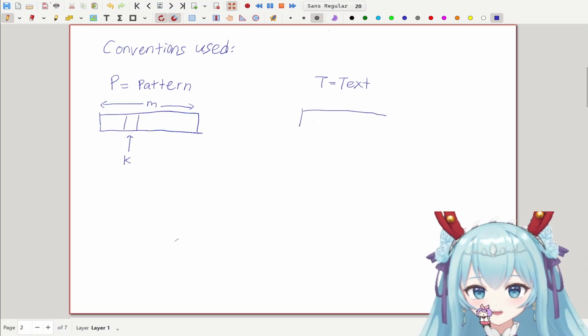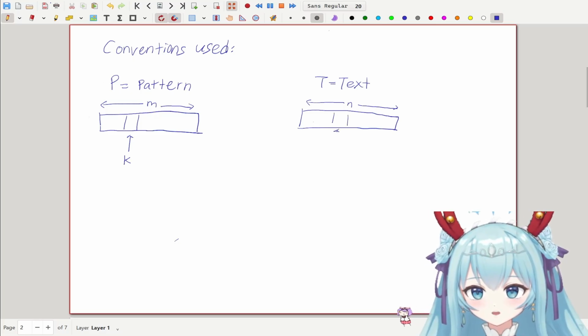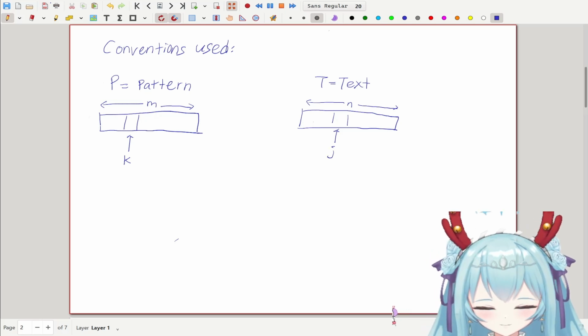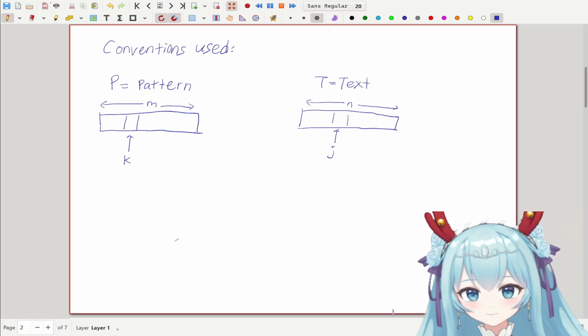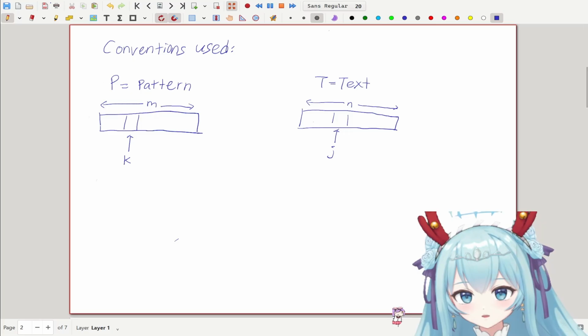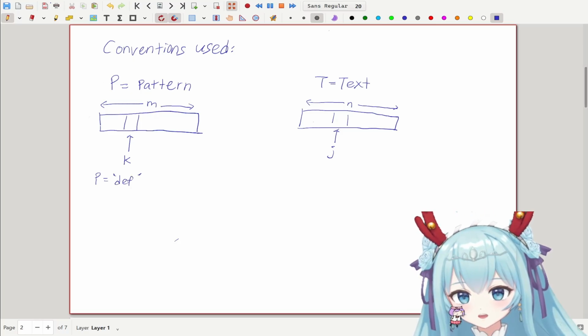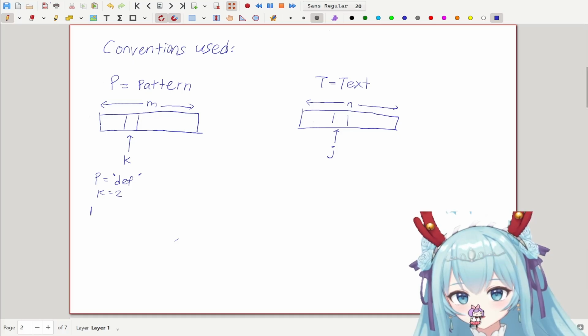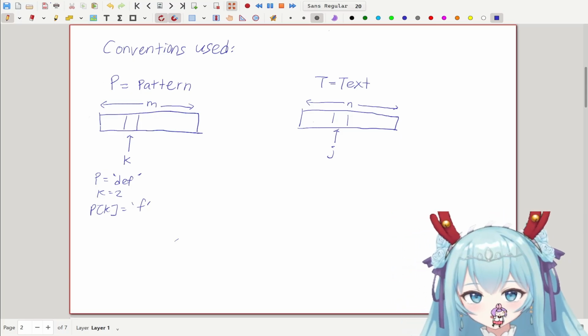Same thing for T, we'll just have a character array that is of length N. And we'll use J to point to the current character that we're at in T. Okay, so let's say P is equal to DEF. Then K equals 2, and P[K] will give us F. And it's the same logic for J.